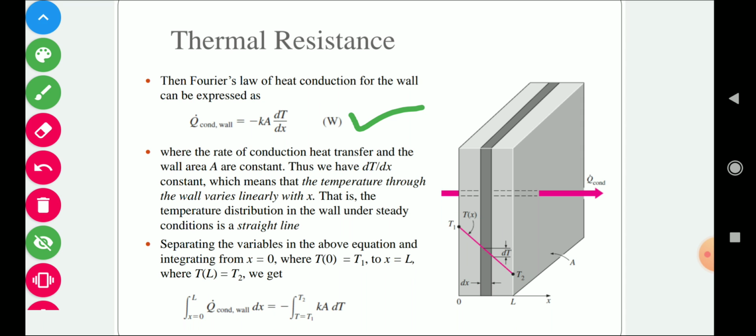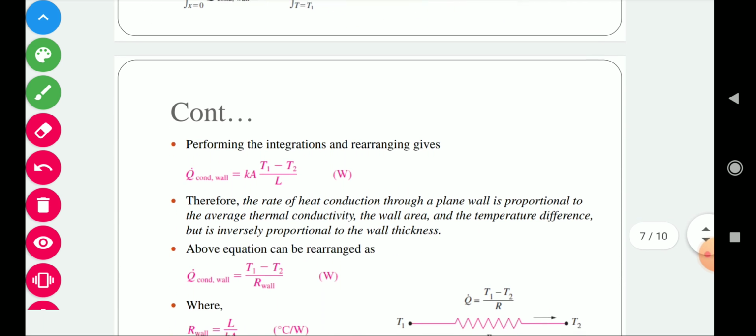Now moving further, this is our equation for calculating heat transfer through conduction. To solve this equation, we have to integrate it. So for integrating, we convert this equation into this form by placing this dx on the left hand side and integrating over the thickness from 0 to L. 0 means this point and L is this point. So integrating along the thickness of the wall, where the temperature here is T1 and here is T2, we integrate from temperature T1 to T2. After integrating this equation, the final equation will be this one.